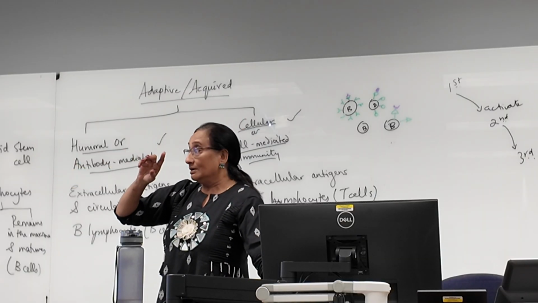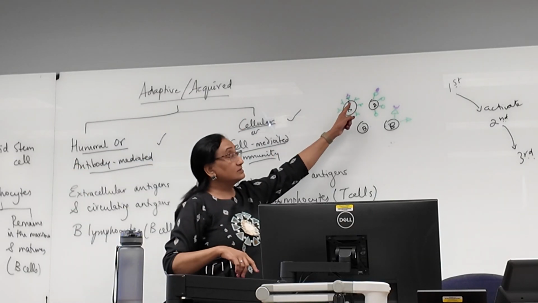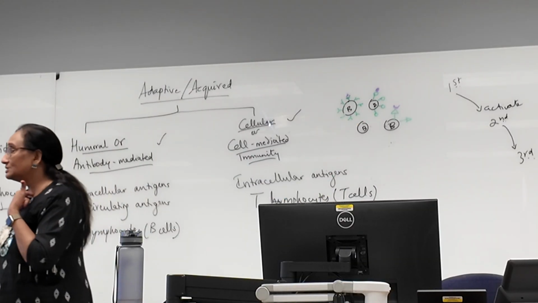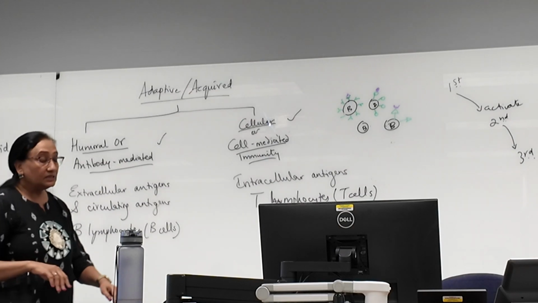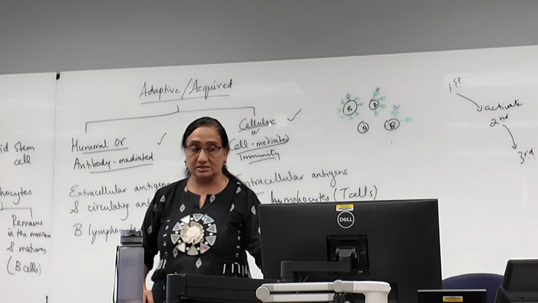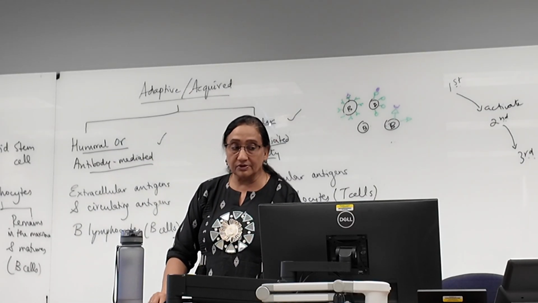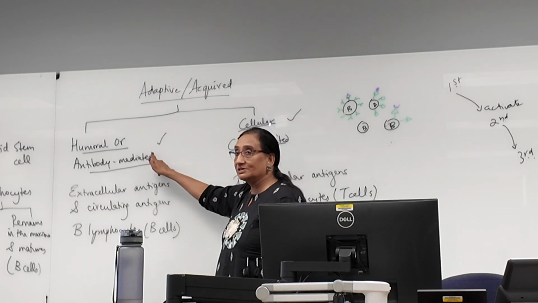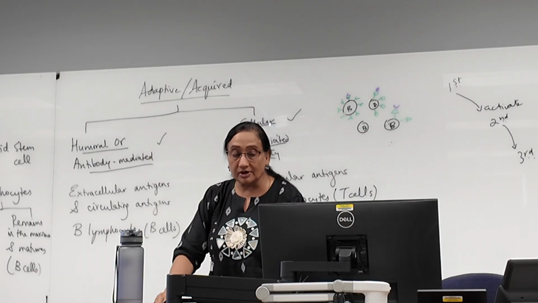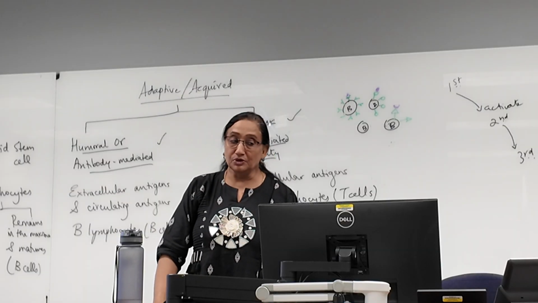Any cell which has a receptor that will destroy our own cells is immediately taken off, not allowed to multiply at all. So these are the three most important characteristics: specificity, memory, and tolerance. So let's start with a brief description of humoral immunity or antibody mediated immunity.